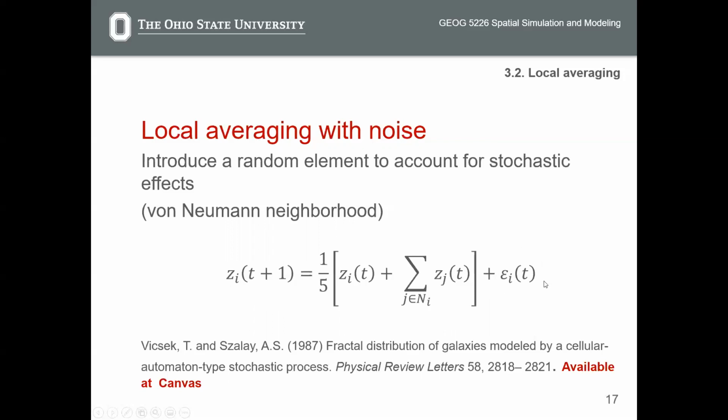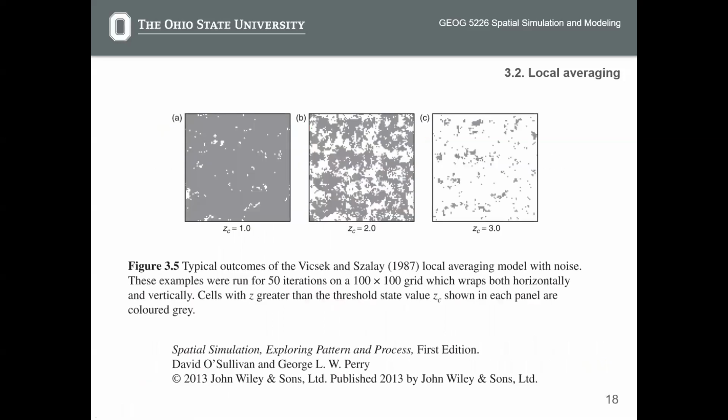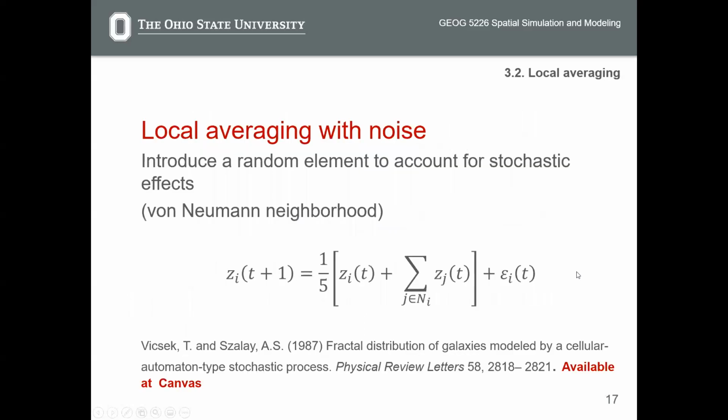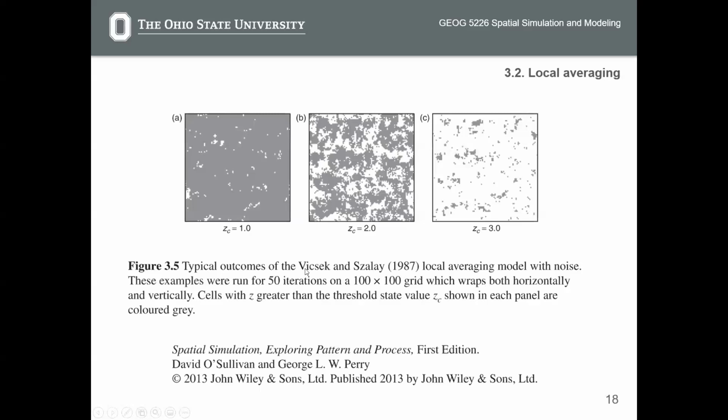Just a random noise. That's it. Okay, here we have different results. Typical outcomes of the Vasiliev and Sutherland local averaging model with noise, because this model was proposed by these two scientists in 1987. So we just call it the V and S model, okay, because their names are pretty hard to pronounce. A local averaging model with noise.